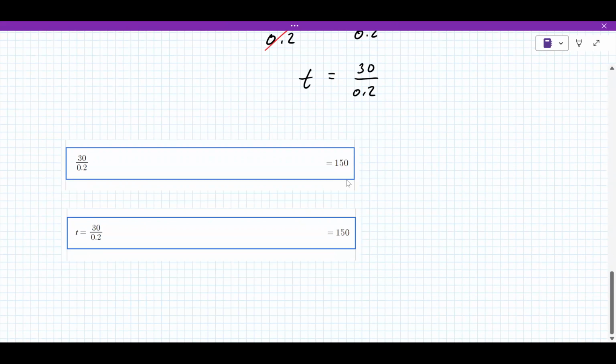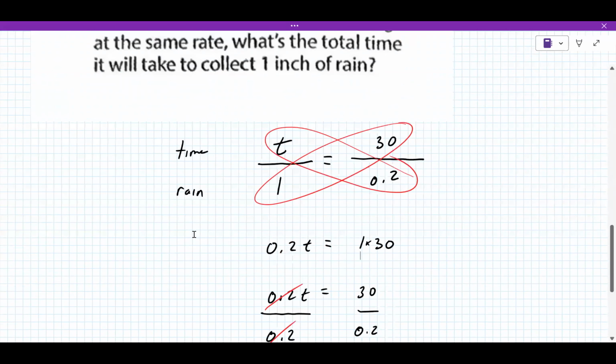But what are the units of these answers? What is it referring to? Would it be inches? What are we looking for? Time is in what units?